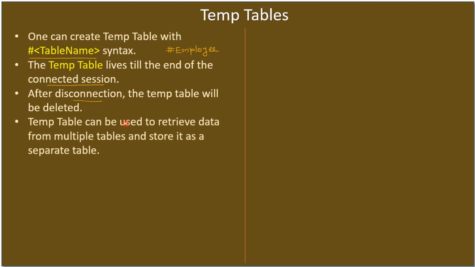Temp table can be used to retrieve data from multiple tables. That means when you are creating the temp table, you can pull data from multiple sources and populate it. Later, you can use the temp table in other parts of the script. So a temp table can be used to retrieve data from multiple tables and store it as a separate table. Even though it's a separate table, its lifetime is till the end of the connection. Once the connection goes off, the temp table also goes off from the memory. The temp table lives till the connected session lives.